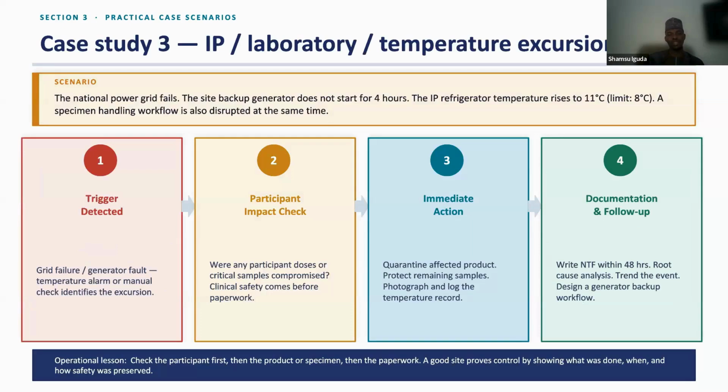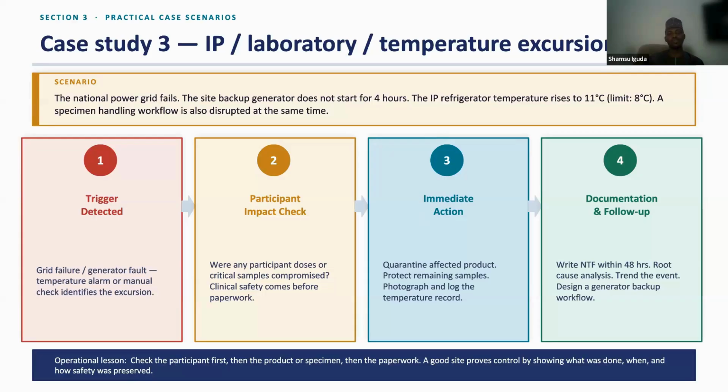So let us look at the final case scenario. Here in this scenario, on a weekday morning, the national power grid fails, which in Nigeria is not something exceptional. So we do encounter such situations. The site backup generator has been scheduled for a service, and on this particular morning, it does not start.